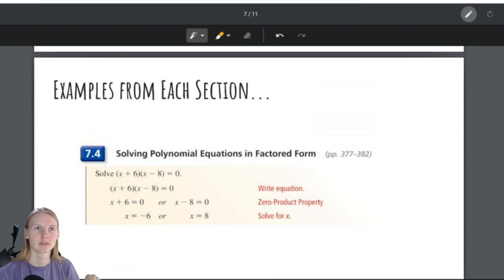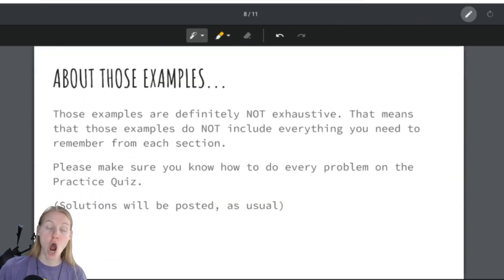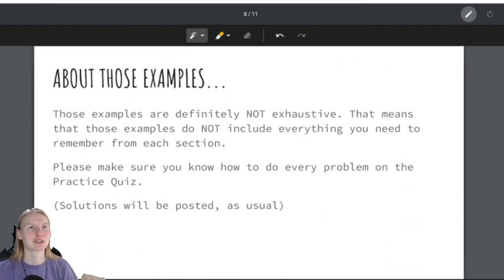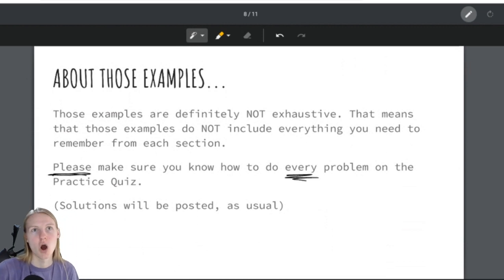These examples are definitely not exhaustive. What that means is that those examples do not include everything you need to remember from each section. So our quiz today, when we get to it, will have more things on it than just those examples. Those examples are some for you to refresh, but they are not everything that you need to remember. Remember, the learning target and success criteria said that you can do problems using all of the concepts from 7.1 through 7.4. So please make sure you know how to do every problem on the practice quiz, and solutions will be posted as usual.